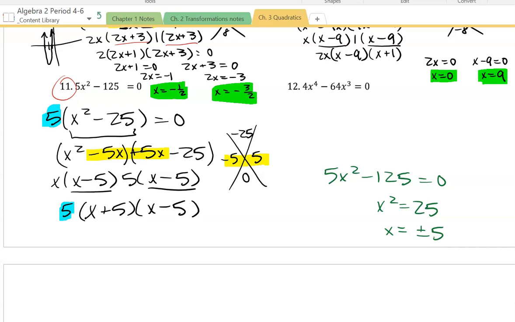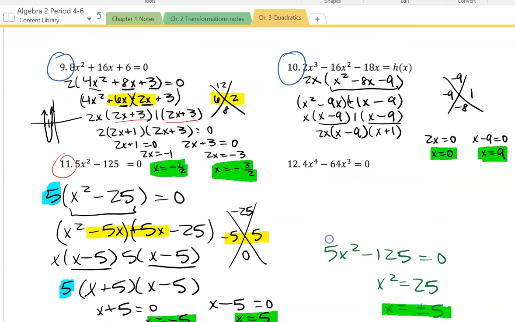Well, guess what? If I take each of these factors and set them equal to 0 and solve, so x plus 5 equals 0 and x minus 5 equals 0, then I'm going to get x equals positive 5 over here, and x equals negative 5 for this one. Hey, that's the same answer. Okay, so that's where the difference of two squares comes in.